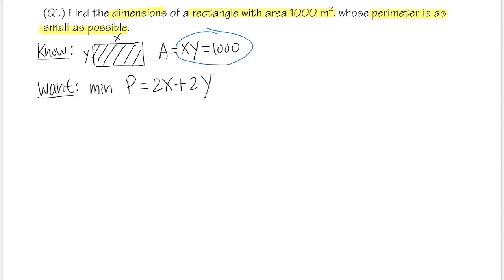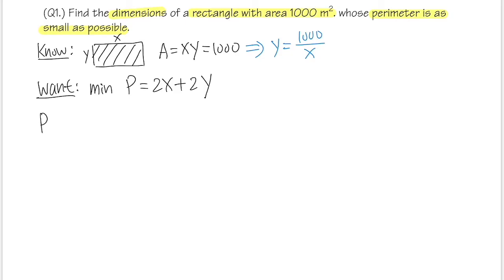Let's go back to the constraint equation, and that's the equation that we know. That's the condition on X and Y. X times Y must be equal to 1000. We can divide both sides by X and say Y equals 1000 over X, and then plugging this into here, then we will get an equation in terms of just X.